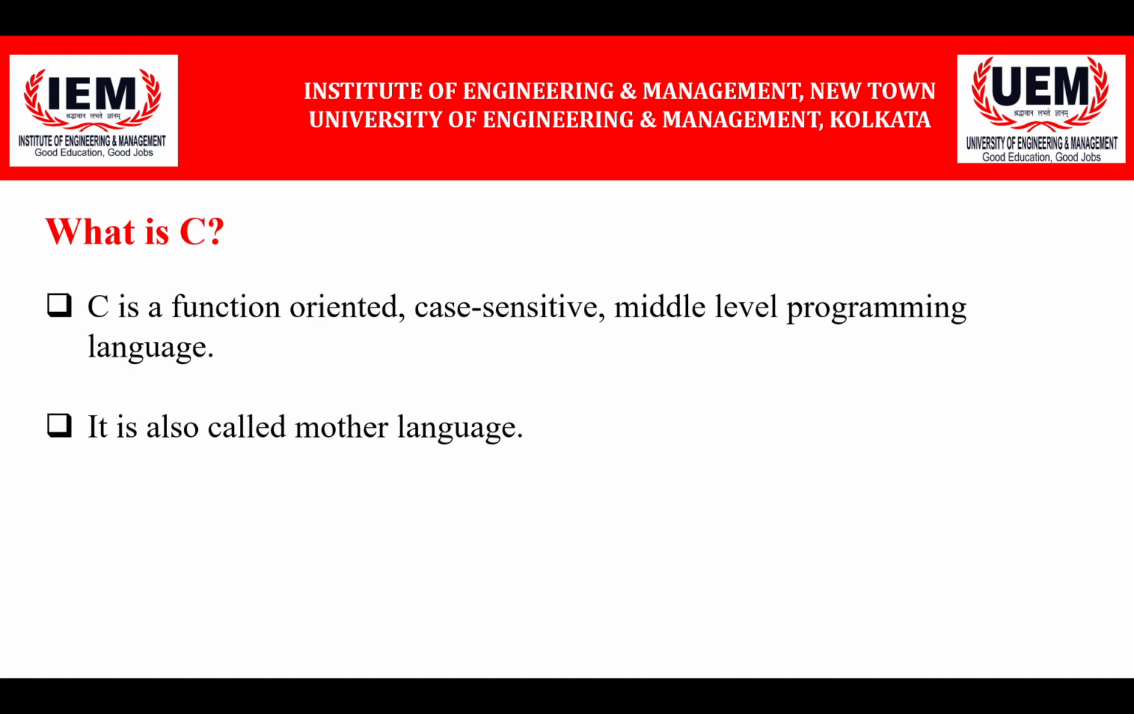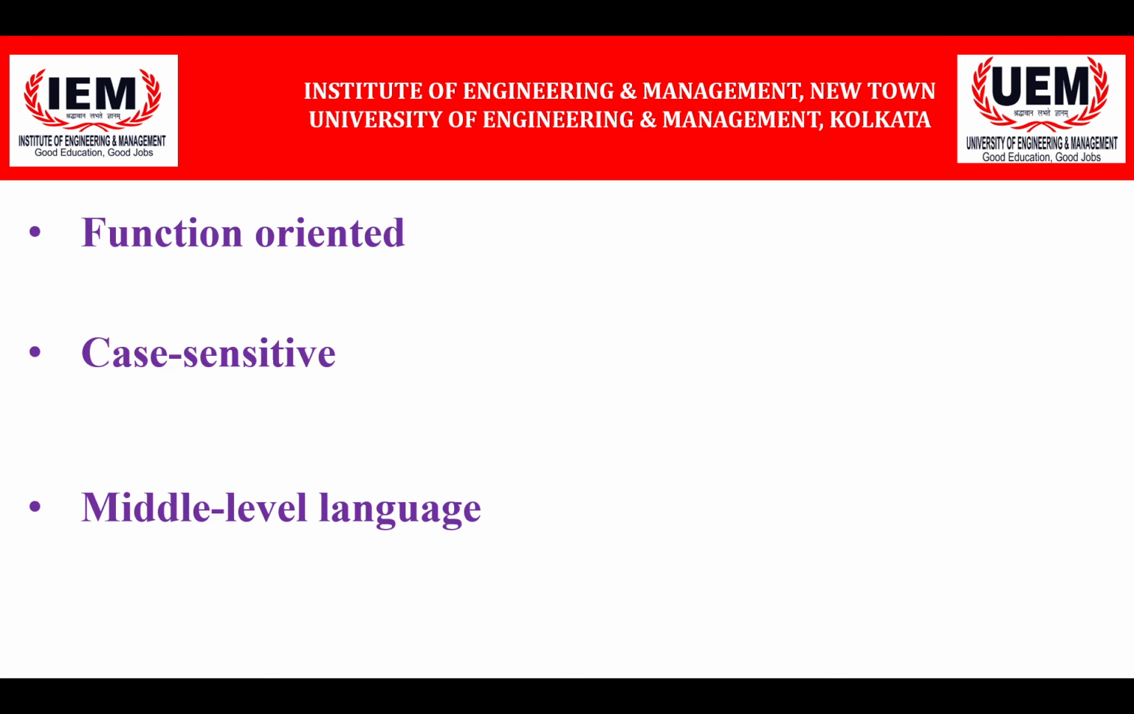At first, what is C language? C is a function-oriented, case-sensitive, middle-level programming language. It is also called mother language. Now, the question is, why is C called a function-oriented language? Because a C program consists of one or more functions, of which one is the main function.